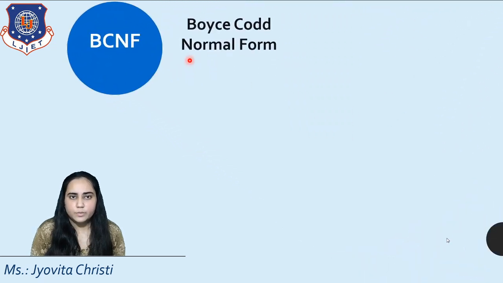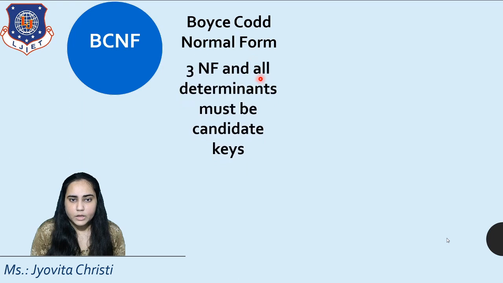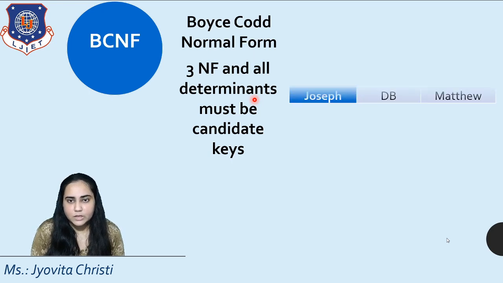BCNF stands for Boyce-Codd normal form. And the condition here is that the relation should be in 3NF and all determinants must be candidate keys. The determinants are the left side part of a functional dependency. So BCNF makes everything very tight, normalization wise, that all functional dependencies must have primary keys or candidate keys on the left hand side.